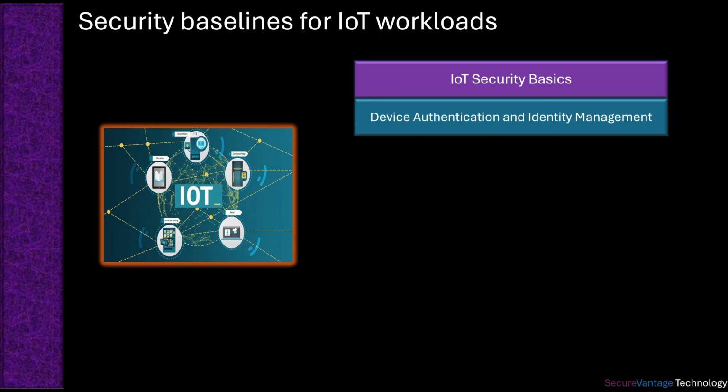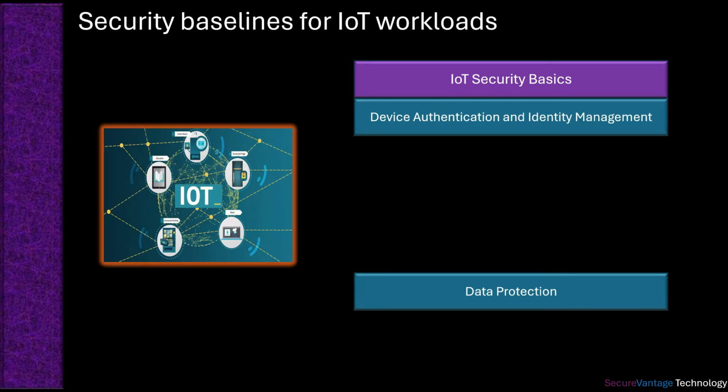Device authentication and identity management will ensure that only authorized devices can connect to the IoT network. You should implement unique identities for each device and use strong authentication mechanisms such as certificates or tokens to validate device identity. You should also enforce secure device onboarding processes and periodically refresh credentials to prevent unauthorized access.